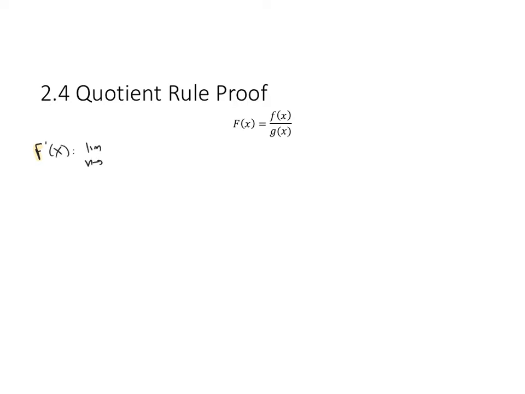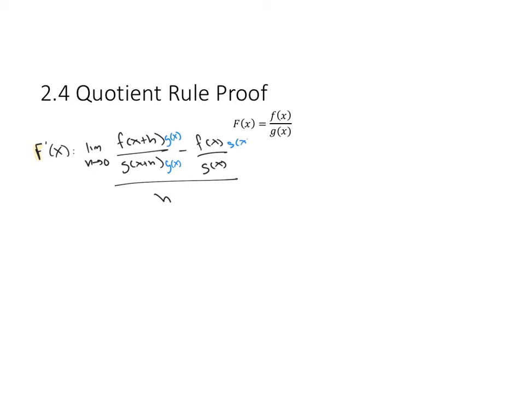It is the limit as h goes to 0 of f of x plus h over g of x plus h, minus f of x over g of x, all over h. Now I'm going to focus just on the numerator. And in the numerator, I'm going to make them have a common denominator, which is g of x times g of x plus h. And hopefully you notice that this one is missing the g of x, so I have to multiply that to the numerator and the denominator.